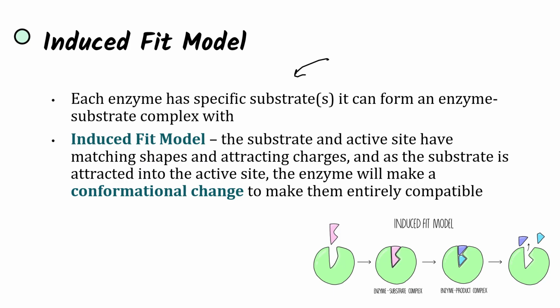The substrate and active site have matching shapes and attracting charges, like we talked about, and as the substrate is attracted into the active site, the enzyme will make a conformational change to make them entirely compatible. So, it's not a direct fit, but what will happen as the substrate enters the enzyme will make a conformational change, which will make the substrate and enzyme shape and charge entirely compatible.